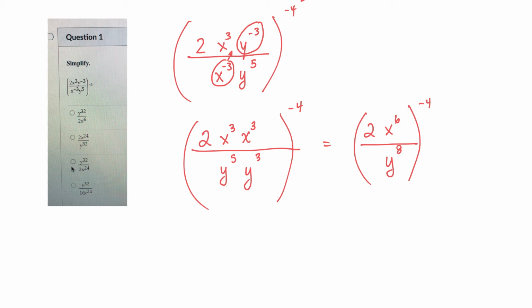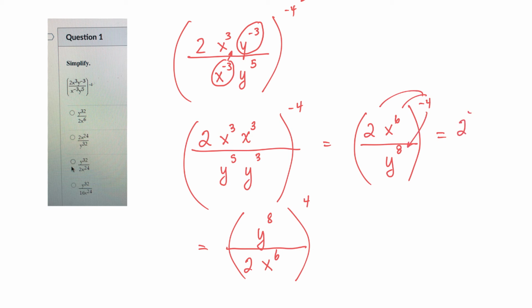Now one of the things I think that I showed in the video is if you have a negative exponent out front, what you can do to that fraction is flip it over. You could apply the negative 4 to all of them, or you can just take and flip them all over. And so I'm going to rewrite this as y to the 8th on the top now, 2 and x to the 6 are on the bottom, and I flip that over, so now I can change that outside exponent to be a positive 4.